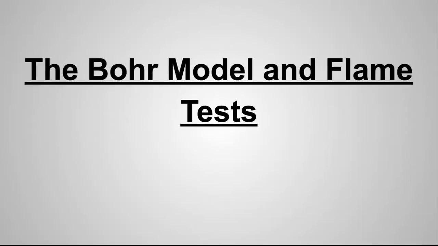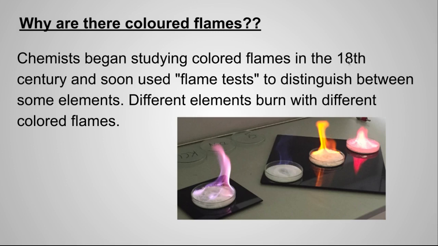Today's lesson is going to focus on Bohr's model of the atom and flame tests, which are a simple way to prove Bohr's model and prove the existence of energy levels. Back in the 18th century, a lot of chemists were studying compounds that were burning with colored flames, and they were confused by this and a bit intrigued because most items burn with an orange flame. So they were trying to figure out what was causing these different colors.